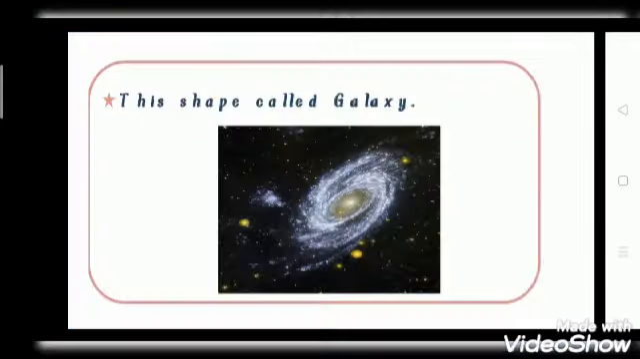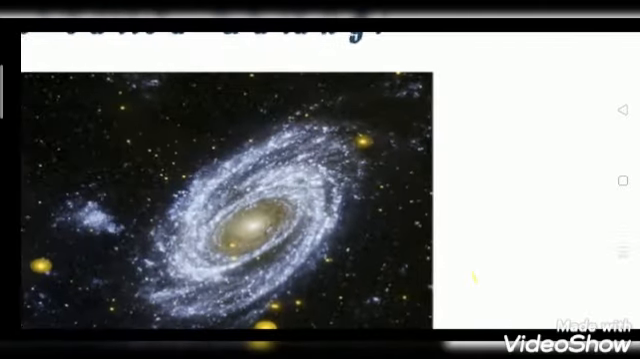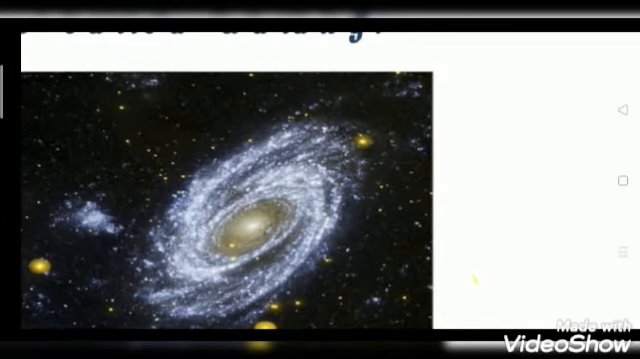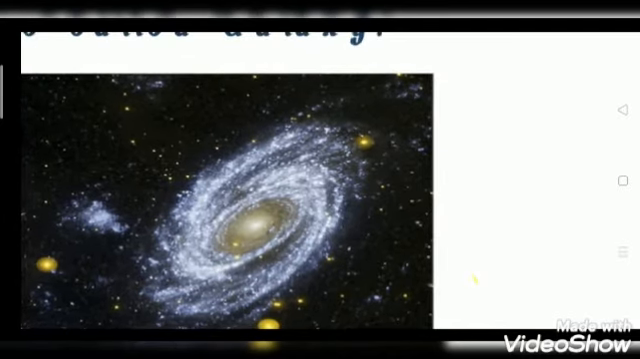And when you look at the sky, you see one star only or many stars? Yes, many stars. After that, stars connect together to form something which is called galaxy. This shape is called galaxy.